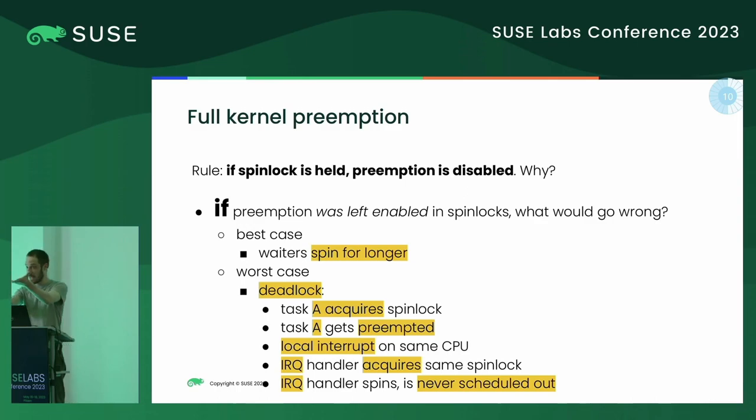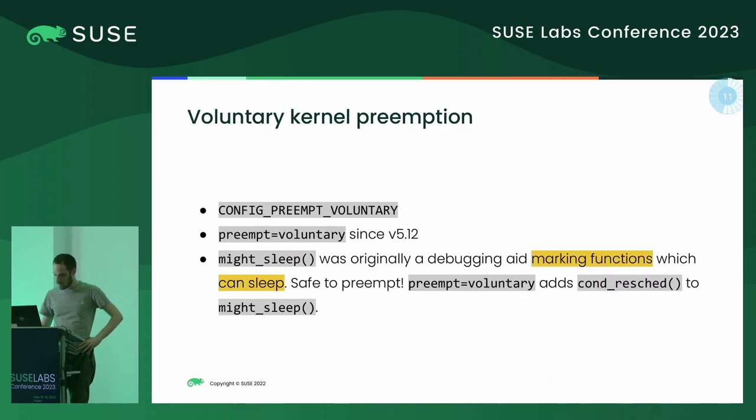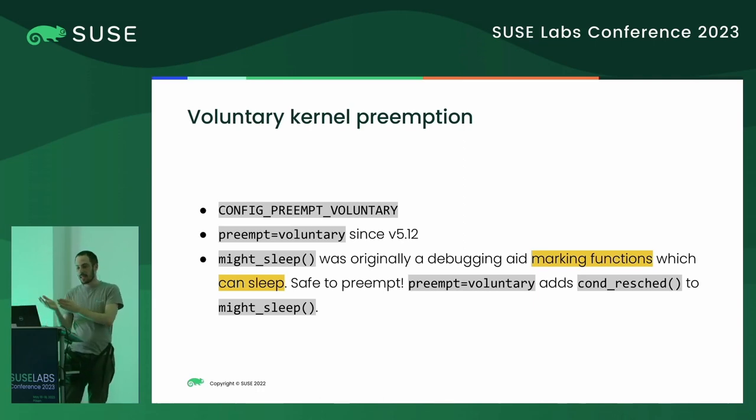But this was in my mind. Thank you for pointing out that it was not explicitly said. That's very valuable. I forgot. Okay, voluntary is the middle ground of those three: none, voluntary and full, without considering preempt RT. It was implemented later, so this is why I put it last. Voluntary was proposed in 2004, merged in 2005, and it is simpler in design than full preemption.